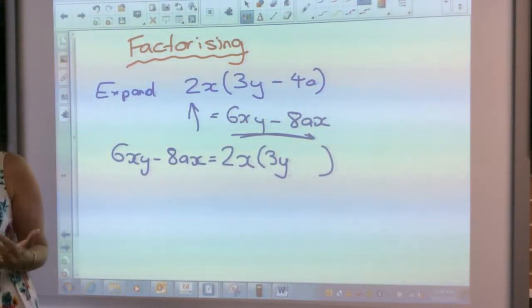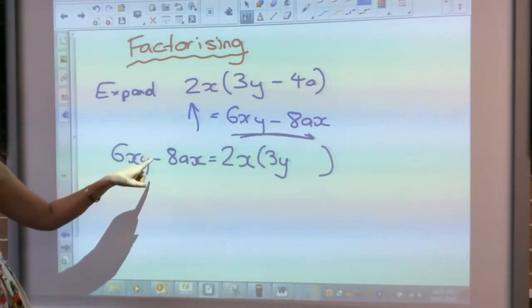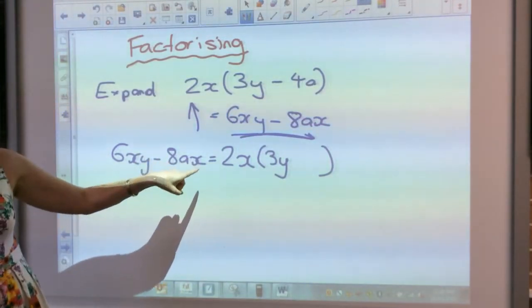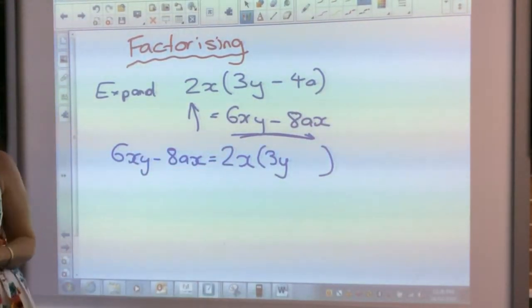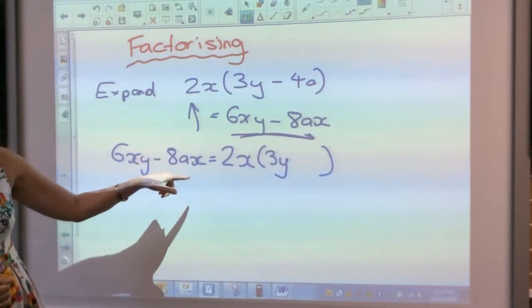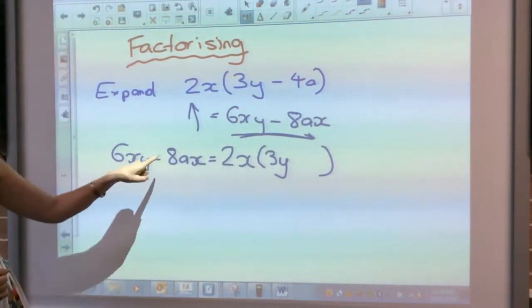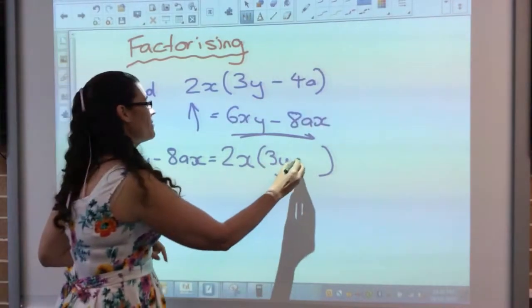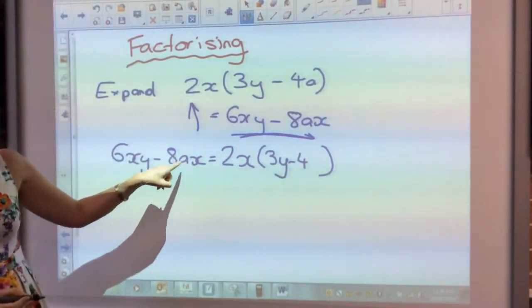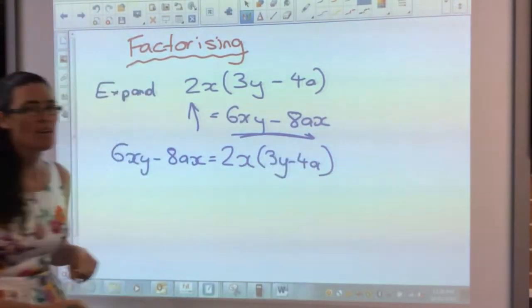You've got to be really careful of the signs. So here I've got a negative 8ax. What would I multiply 2x by to get negative 8ax? Well, we know the answer, it's written on the board. We know it's going to be a negative 4. We know it's going to be an a.